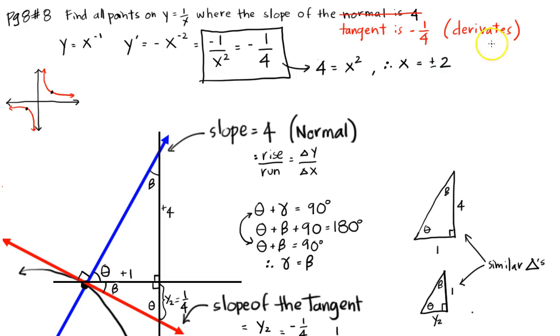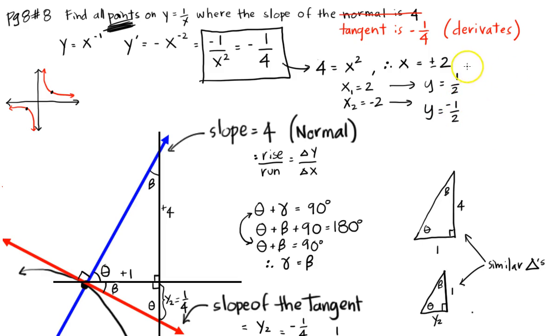Now, I'm not finished. Remember, it's find all points. I've got to find all the points, which means x1 is equal to 2, x2 is equal to -2, and I have to get my y values. Now, I'm going back to the original. Remember, if I want to find the point, I've got to go to the original function, which means in this case, y equals 1/2. And for -2, it'd be -1/2.